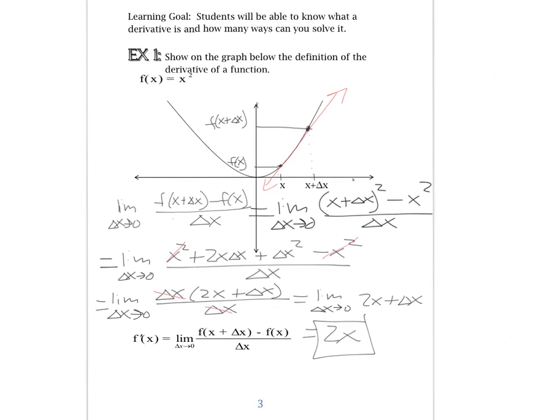So that means literally anywhere on this graph, I could just plug the x value into this equation and it would give me the slope. It's pretty neat. It's a pretty powerful tool. You can find the slope instantaneously at any point.